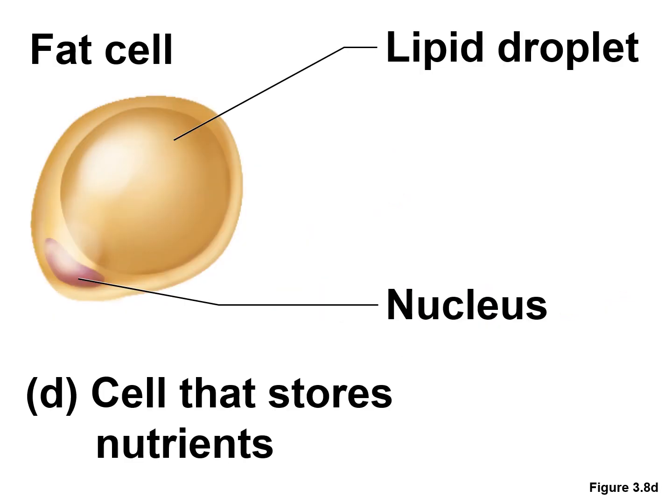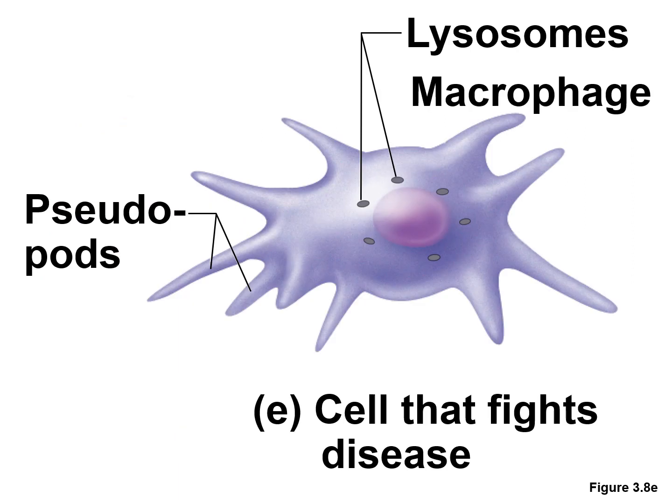This is a fat cell or an adipose cell. Due to the accumulation of fat or lipid in the cytoplasm of this cell, the nucleus, which is purple colored, is pushed towards the cell membrane or the periphery. So this gives the appearance of a signet ring to this cell. This is a macrophage, a soldier cell in your body. A cell that fights diseases and infections.